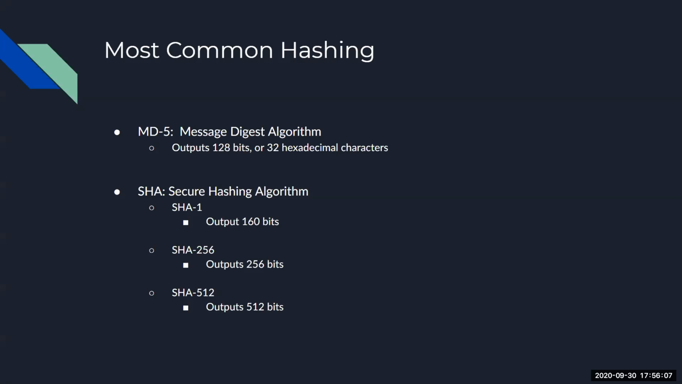SHA. SHA1 will output 160 bits, SHA 256 will output 256, and then the same thing with SHA 512.